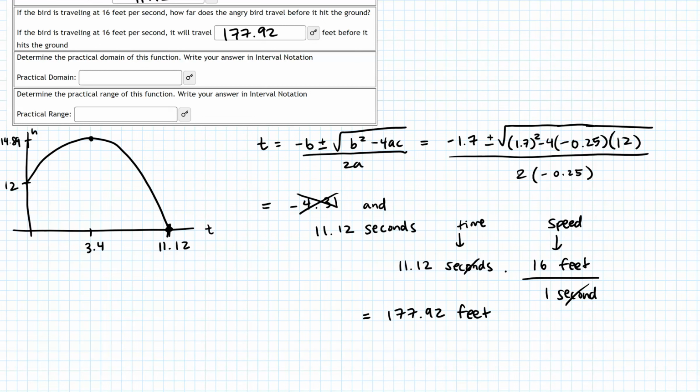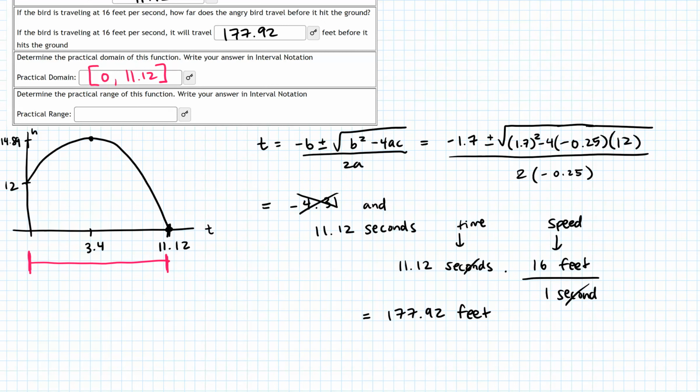Now, the last two questions are asking about the practical range and the practical domain. So let's talk about the domain first. Normally, when we're dealing with quadratic functions, the domain is all real numbers. However, it doesn't make sense in the context of this question to talk about negative time, and it also doesn't really make sense, or it doesn't matter talking about the time after the bird hits the ground, because the bird is not moving anymore after that. And so if we're thinking about the domain, remember that's the input values. So we're basically starting here and ending here. And so we're going to have 0, 11.12 as our domain.